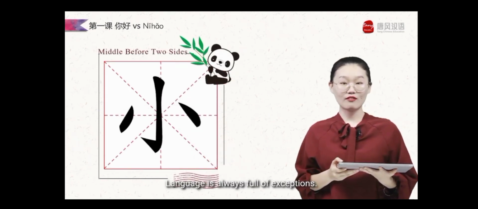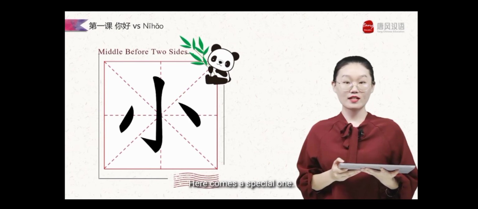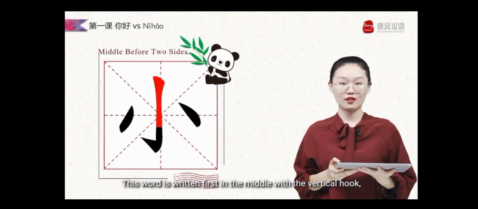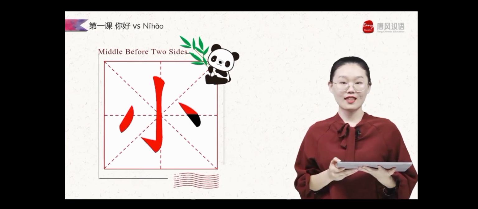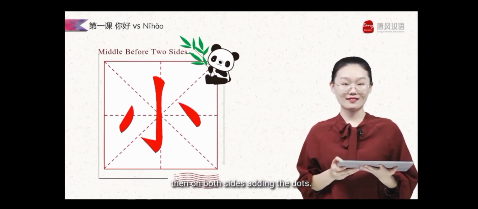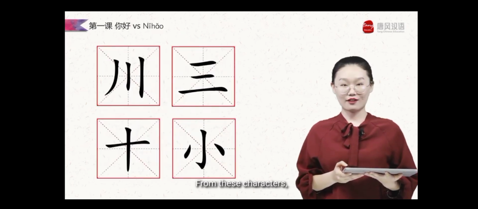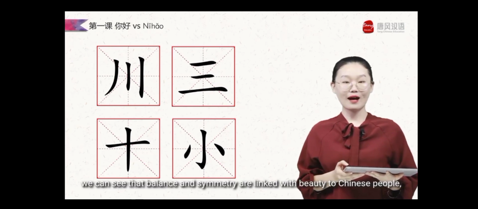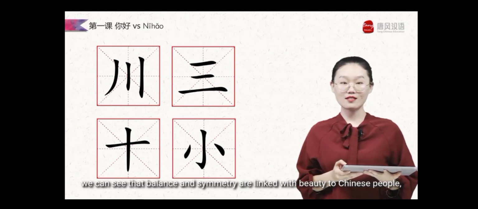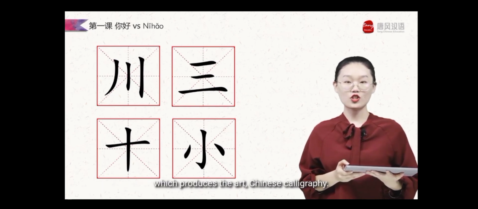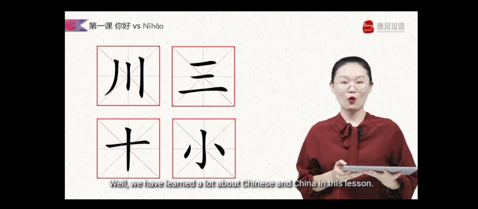Language is always full of exceptions. Here comes a special one. This word is written first in the middle with the vertical hook, then on both sides adding the dots. From these characters, we can see that balance and symmetry are linked with beauty to Chinese people, which produces the art, Chinese calligraphy. Well, we have learned a lot about Chinese and China in this lesson.